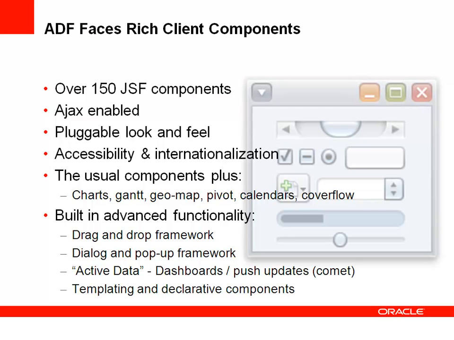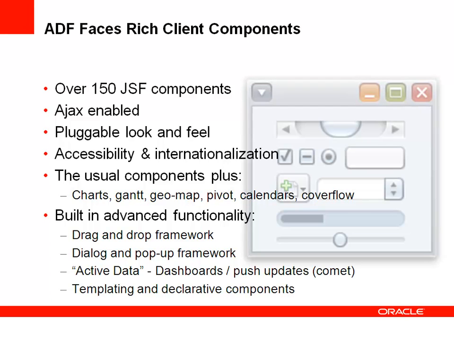Oracle ADF Faces Rich Client Components is a set of over 150 JSF components. Those components provide a very rich functionality through Ajax, which is baked into the component. The components themselves have rich functionality and behavior that you can leverage at runtime. Beyond the components, the framework offers a lot of capabilities for building user interfaces. One key aspect is the fact that the look and feel of the application is pluggable. You can actually develop skins to change the overall look and feel of your application. The components also support accessibility and internationalization.